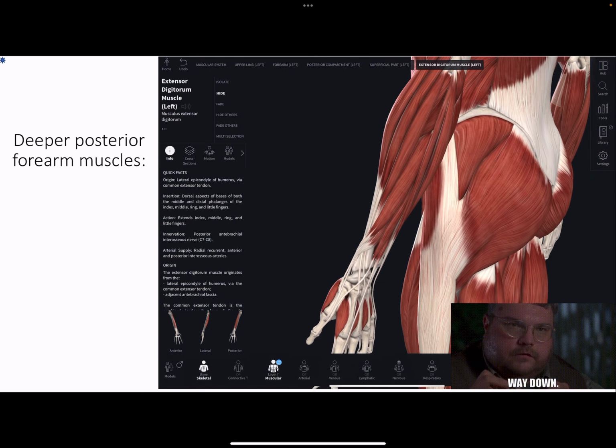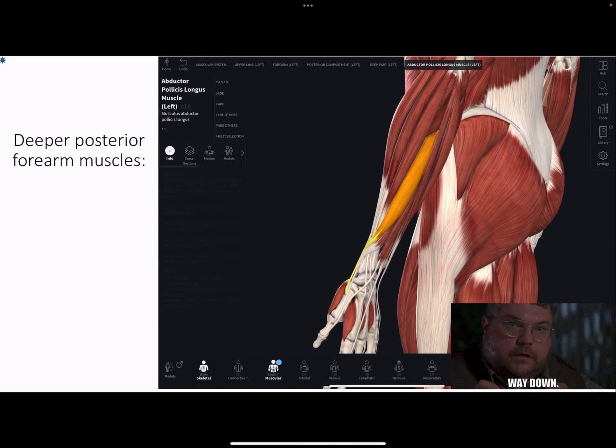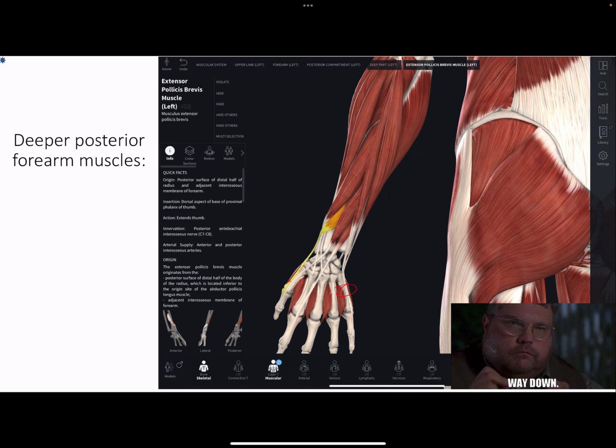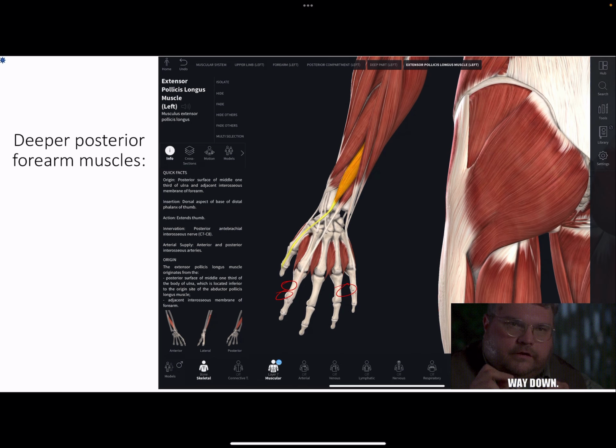So if we rotate this, notice that this is going to the side. Going to the side, that's abducting. This is going to the thumb, and it's going to the back digits. So that's going to be extending. One of them going to the farther digit is the long one. The other one going to the closer, more proximal phalanx is going to be the brevis, and then this last one here is going to the middle finger. The indicis is the pointer finger.